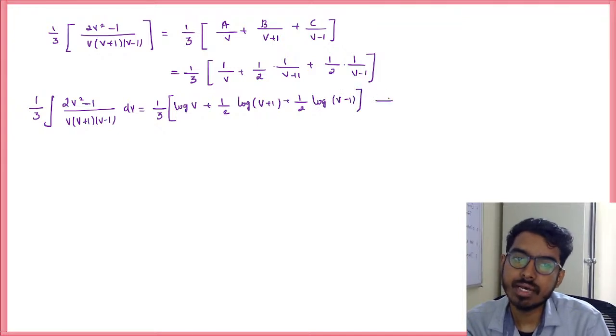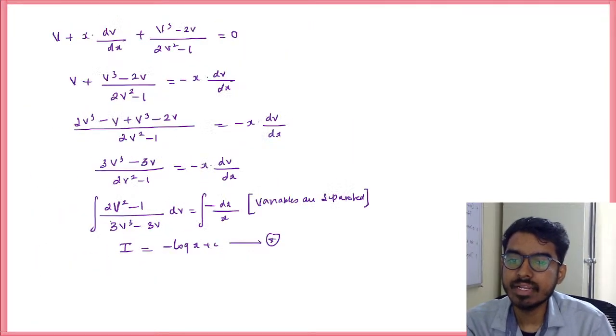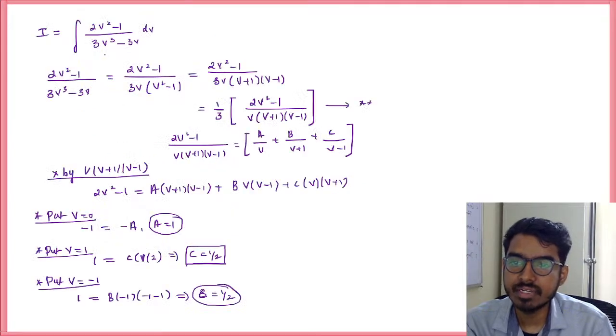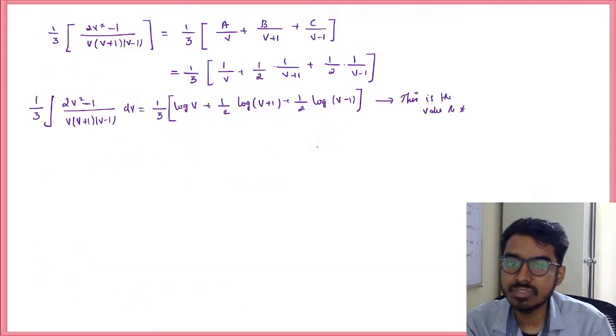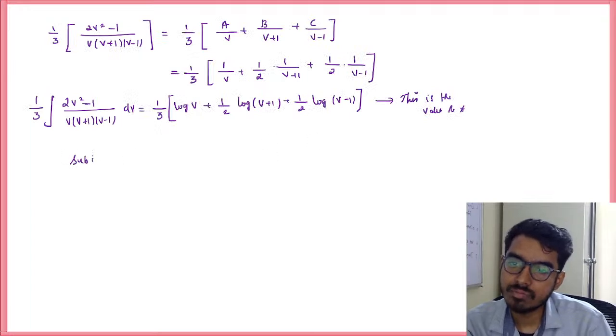This is the value of star. The value of star is what? Integration of (2v² − 1) by (3v³ − v), right? That is same as I. So I value is this. Substitute in star. It's the required solution, right? You can do this.